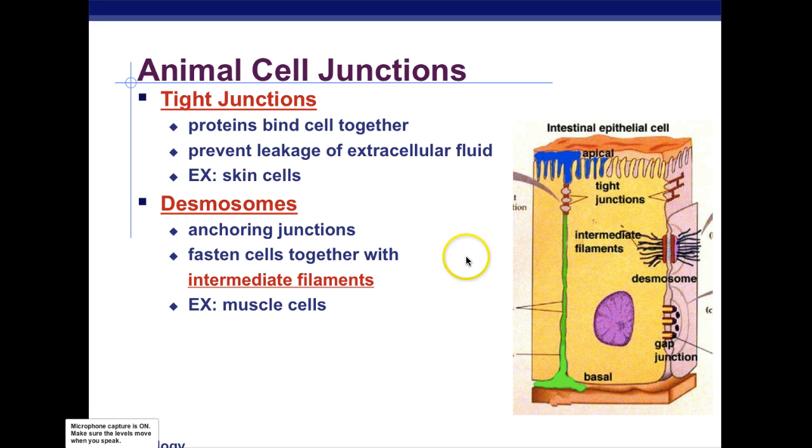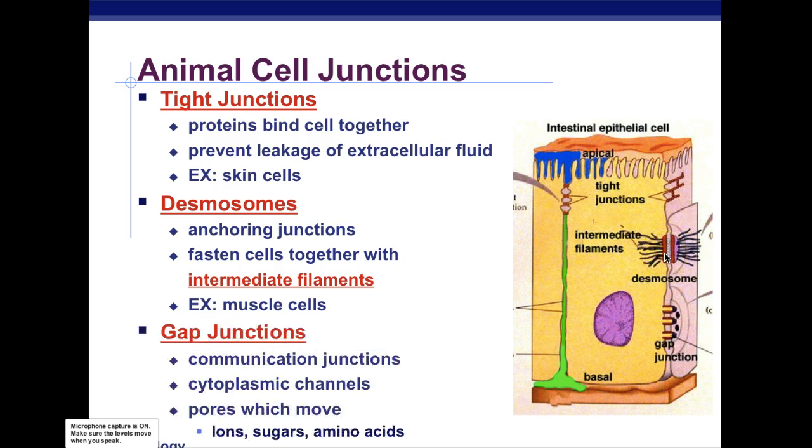Desmosomes, these are anchoring junctions. Think of staples. They're actually adhering one cell to another. So here's a desmosome right here. So think staples. There's still gaps in between, but these are the points where they anchor together.